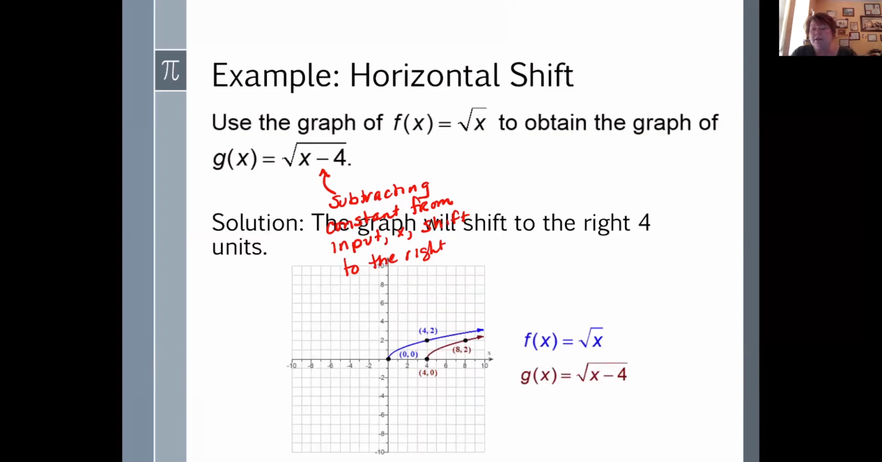So this is what it looks like. The blue graph is the graph of the standard square root function. And I take that whole graph and I don't change the shape of it or anything. I just horizontally shift it 4 units to the right. And I get the graph of the function g of x equals the square root of (x - 4).